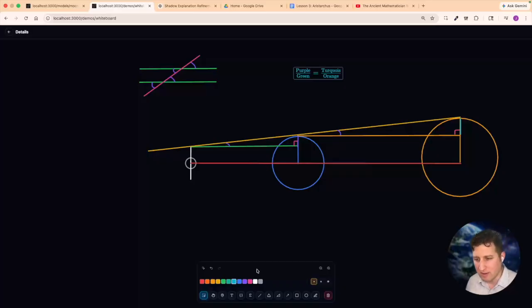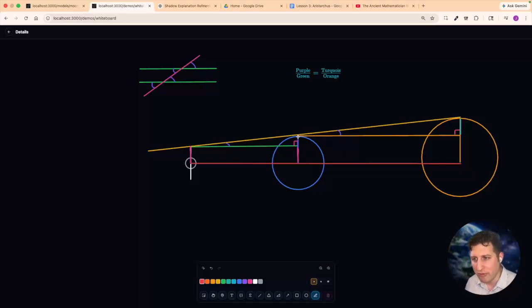Well, maybe you can see it here. This is the radius of the Earth's shadow. Well, you can see that that is also equivalent to this portion over here. So pink is equal to the Earth's shadow, the radius of the Earth's shadow. Well, what is purple? Purple is the radius of the Earth.